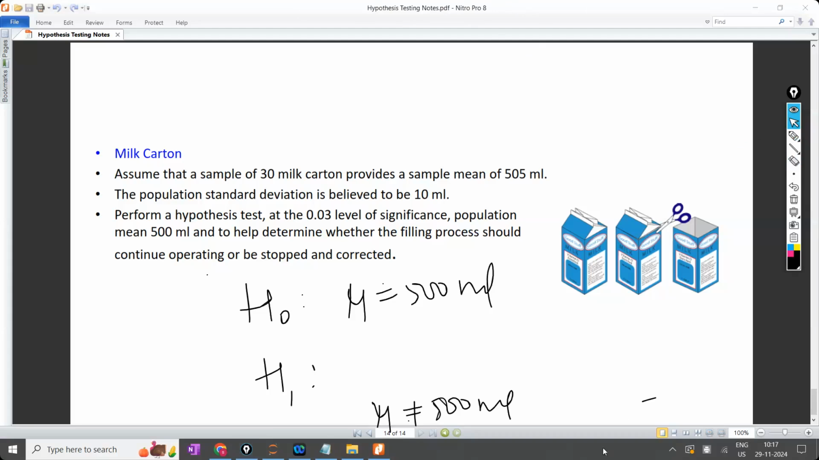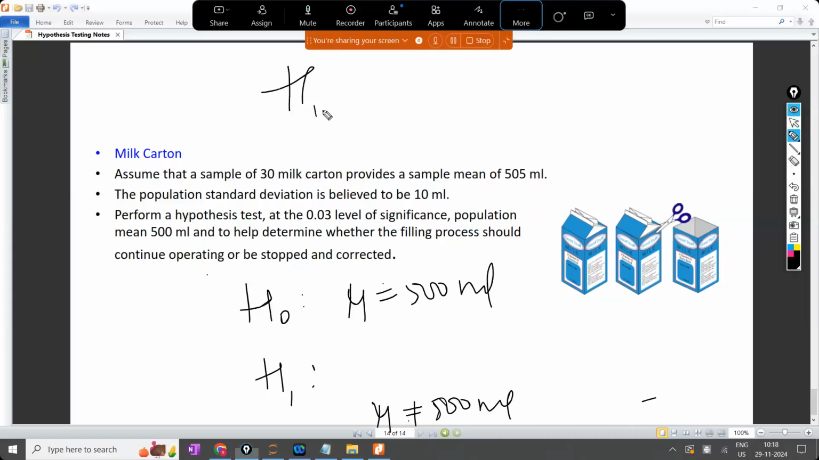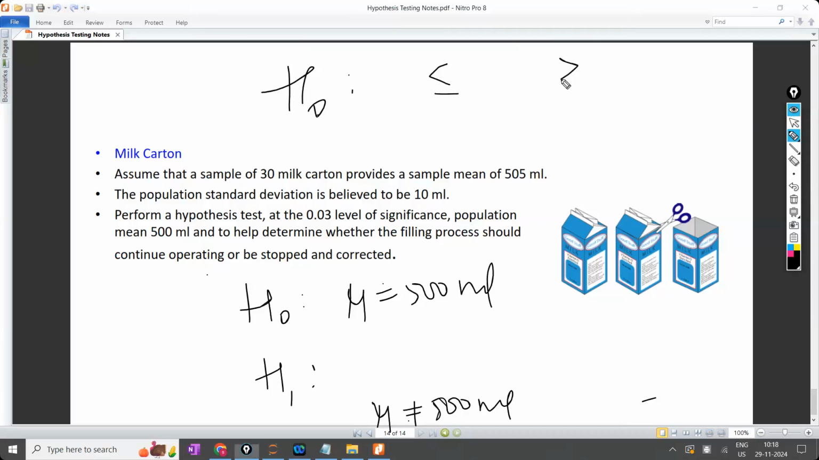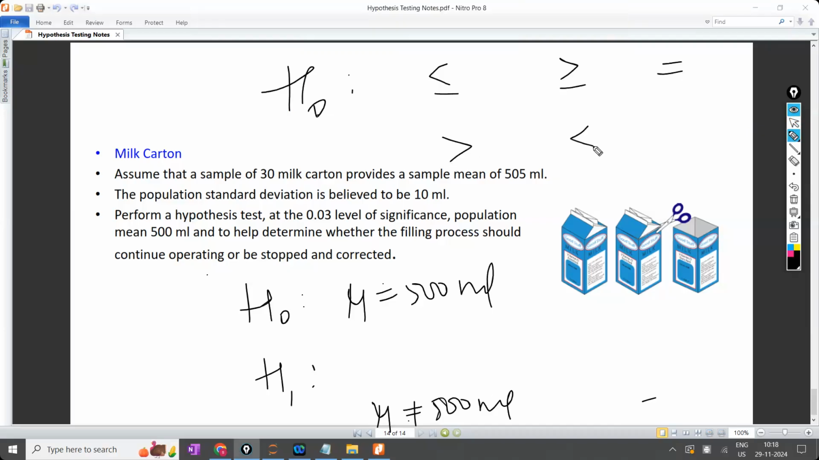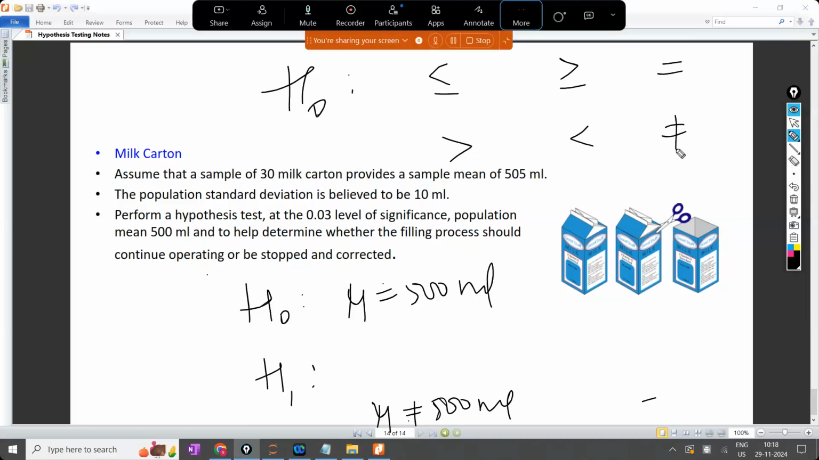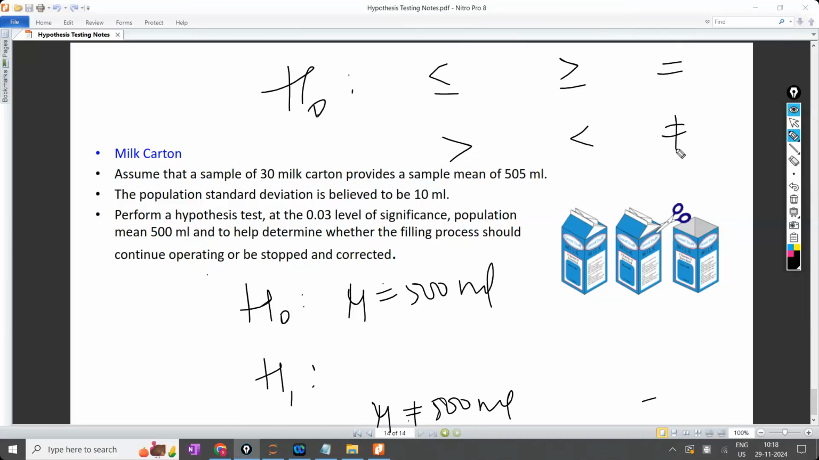So it should be exactly equal to 500. It should not be not equal to 500. If you are taking more than 500 ml and less than or equal to, the second point is that only the null hypothesis will have the equal to symbol, whether it is less than or equal to, or greater than or equal to. Only the null hypothesis will be associated with the equal to. The alternate hypothesis will never have the equal to symbol. Less than or equal to means greater will be there, greater than or equal to means less will be there, equal to means not equal to will be there.